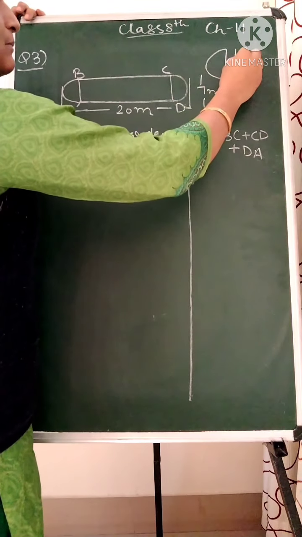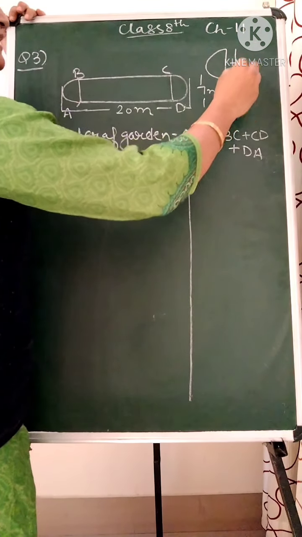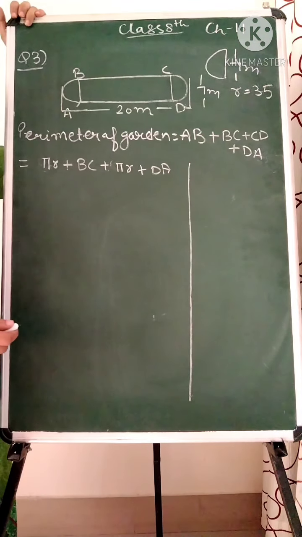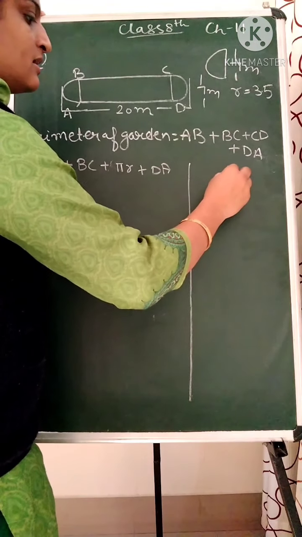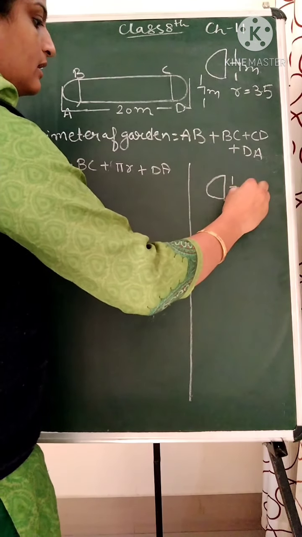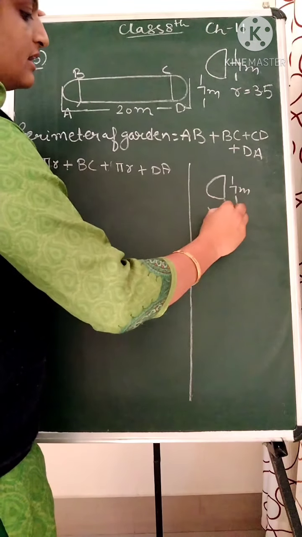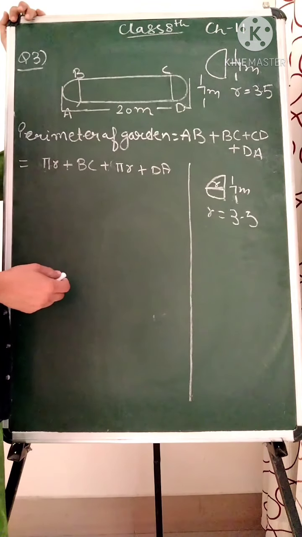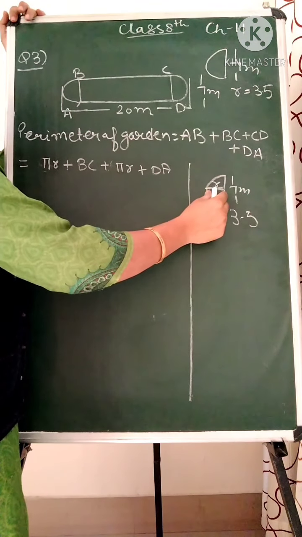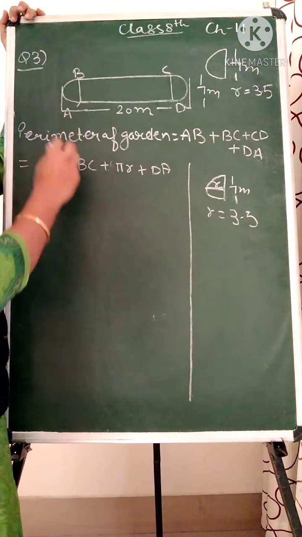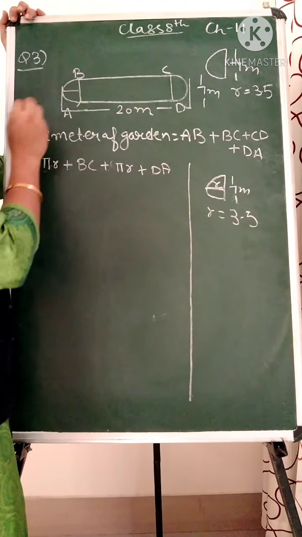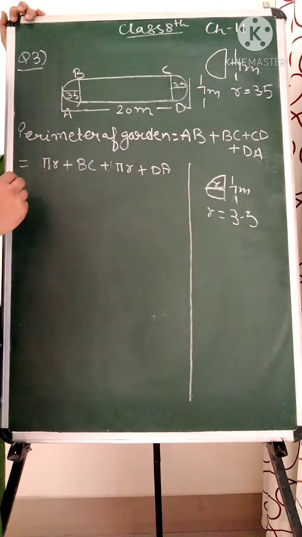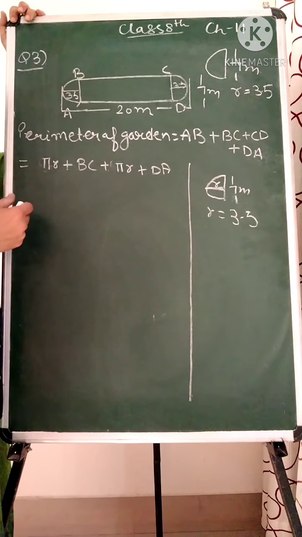It is a semicircle, beta. So the diameter is 7. What will be the radius? Radius is 3.5. Now look, if the diameter of the semicircle here is 7, the radius is 3.5, then this would also be a radius, right? Then this would also be a radius. Clear? From the figure, this is 3.5. This would also be 3.5. This would also be 3.5.